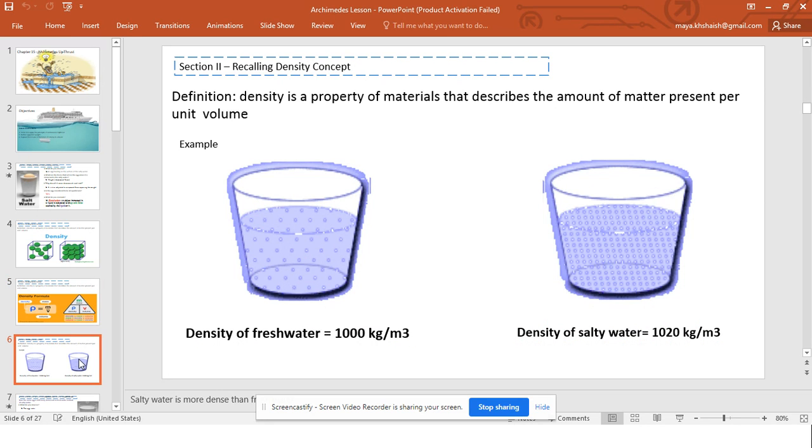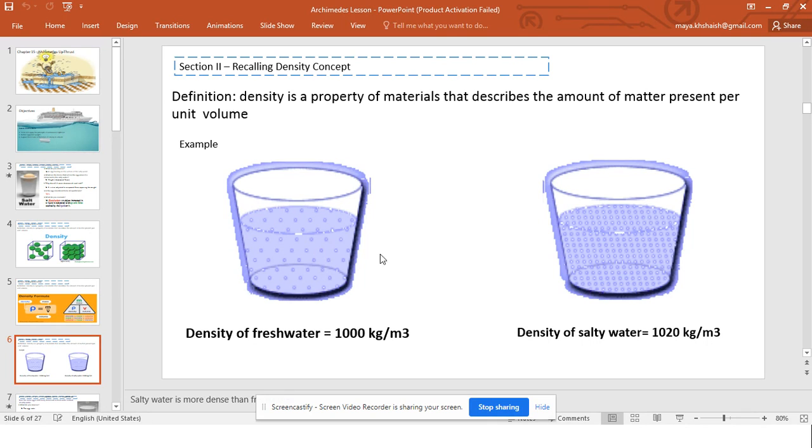A real life example: a comparison between the density of fresh water and the density of salty water. As you can see here, the two cups are filled with the same volume of water. But the difference is that here, this volume of water is fresh. However, this volume of water is salty.